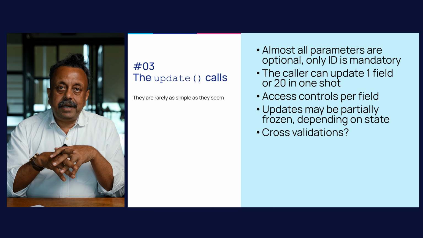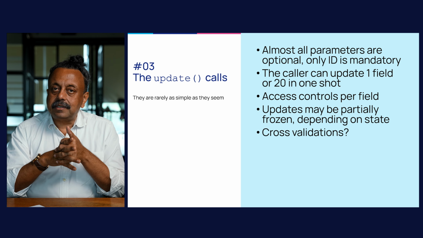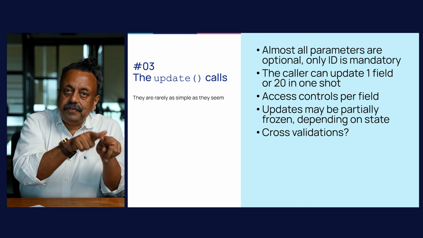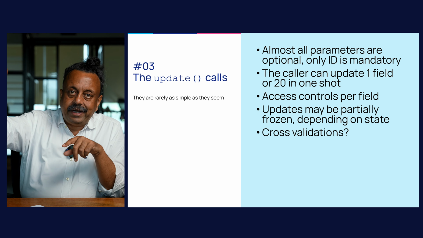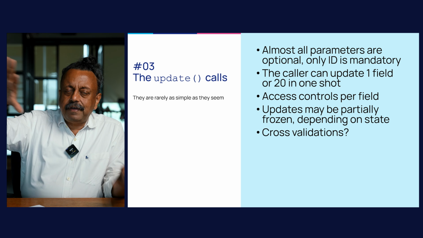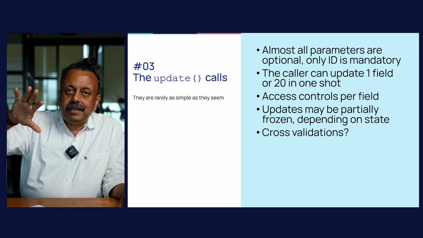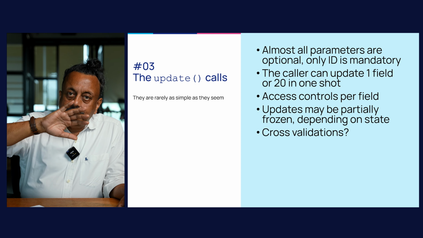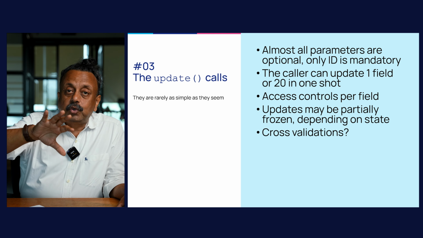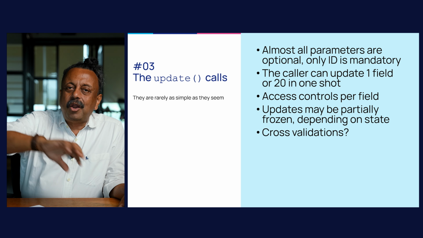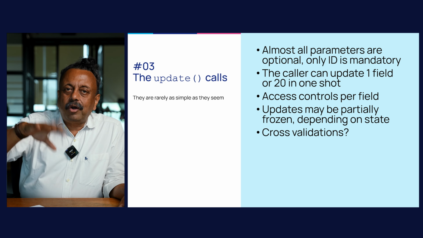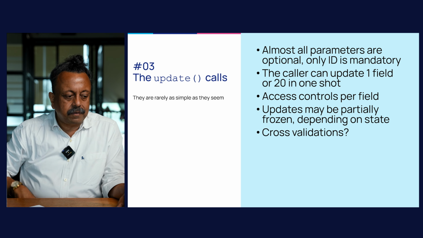And then updates often have complicated cross validations. So if I am updating this field, it has to match with that field somewhere else, and there can be fairly complex logic in some business application cases to allow an update to go through, because basically updates have a lot of if then else's and a lot of constraints and conditions quite often.